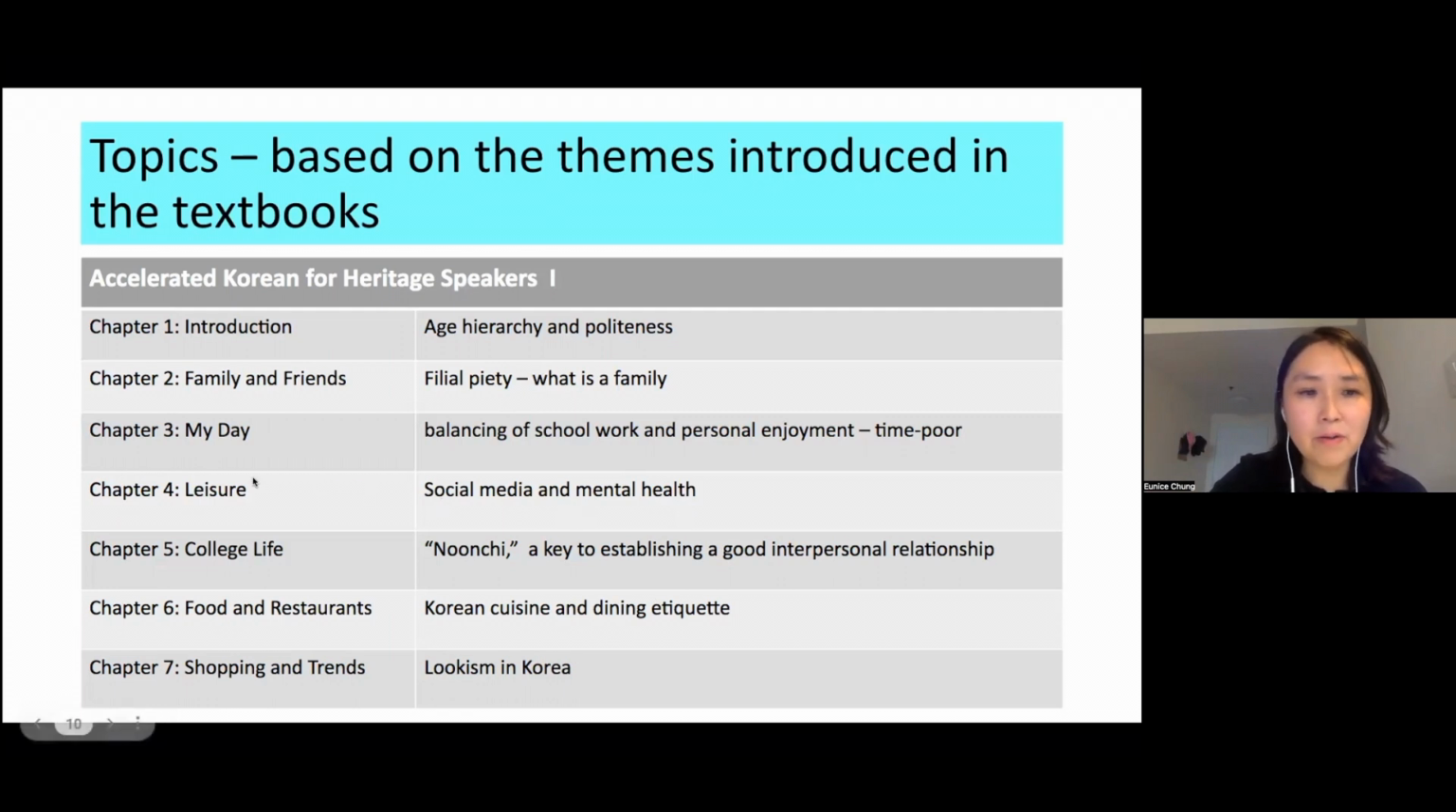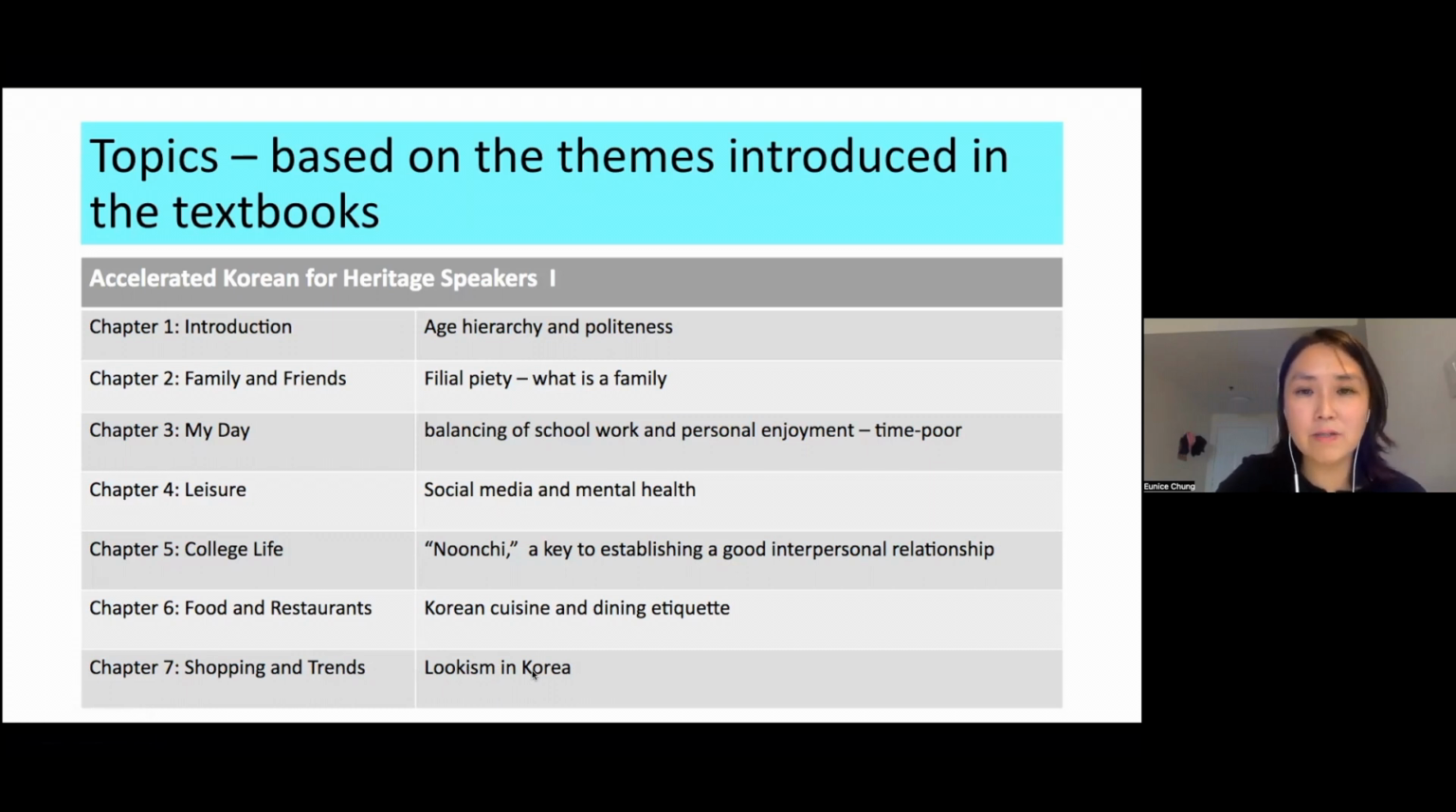So for example, Chapter 1 is introduction. For the multiliteracies task topics, we chose age, hierarchy, and politeness. And then, for example, Chapter 5's theme is college life. For the task topic, we chose 눈치, key to establishing a good interpersonal relationship in college. And in Chapter 7, the theme was shopping and trends, and for the multiliteracies task, we covered lookism in Korea.